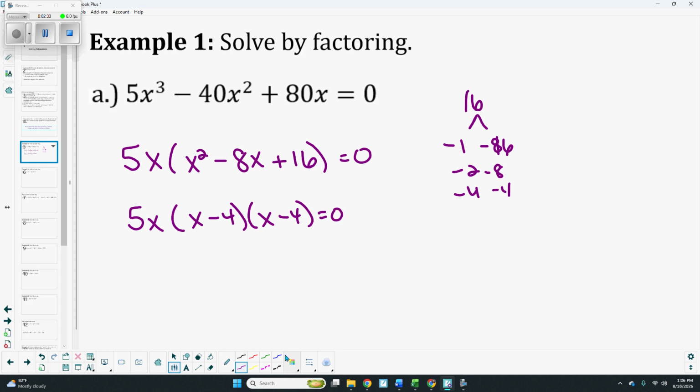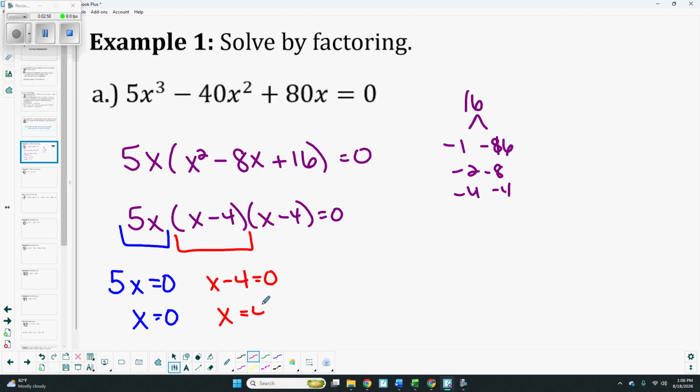So any place we see an x is a factor. So this is a factor, so that would be set equal to 0 and solved, even though all we're doing is dividing both sides by 5, so that x is equal to 0. This is a factor, so x minus 4 is equal to 0. If I add 4, I get x is positive 4.